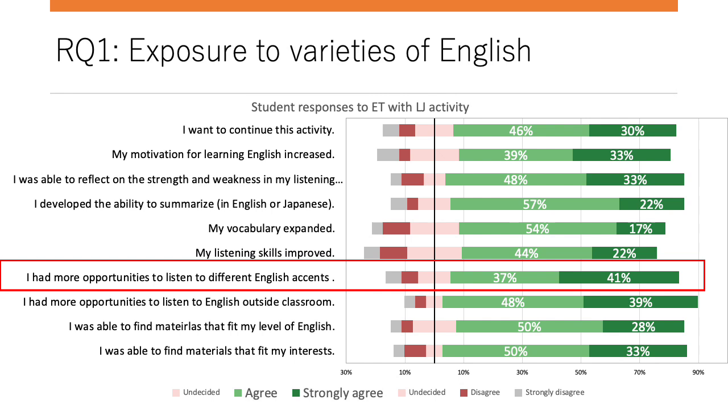Research question 1 is about whether the extensive listening activity using listening journals contributed to increasing student exposure to varieties of English. As the figure shows, the overwhelming majority of students felt that they had more opportunities to listen to different English accents through the extensive listening activity, with 41% strongly agreeing and 37% agreeing.